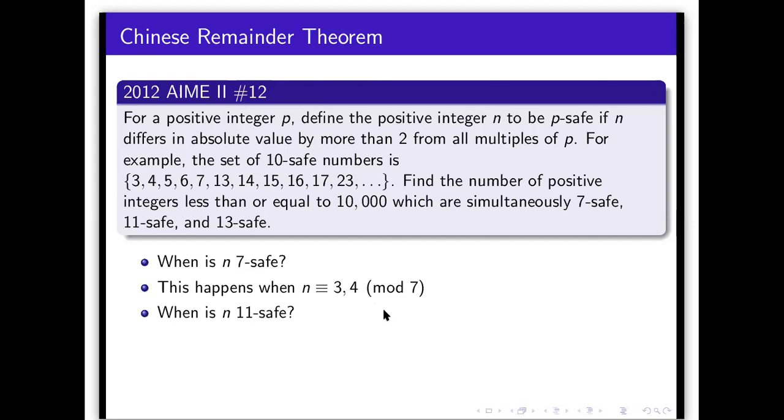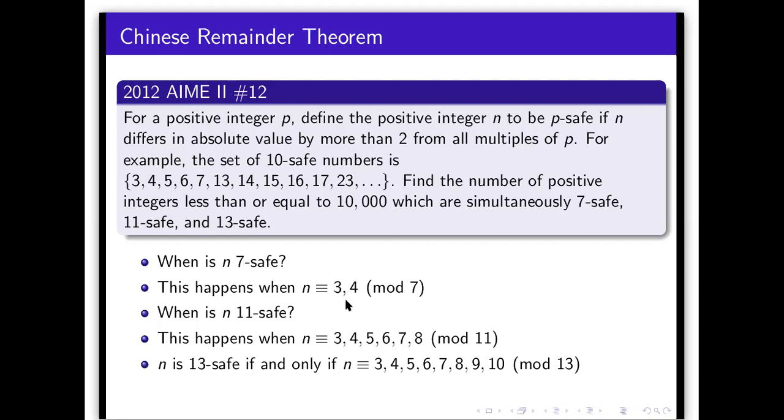What about when is n 11 safe? Well, n can be 3, 4, 5, 6, 7, 8 mod 11. Again, if it's, say, 10 mod 11, that's too close to a multiple of 11. So for these 6 residues, it's far away enough. And with the exact same logic, we conclude that n is 13 safe if and only if n is one of these 8 residues mod 13. Does anyone have any questions so far?